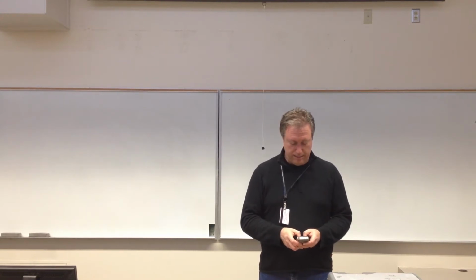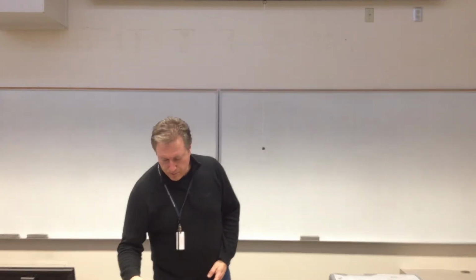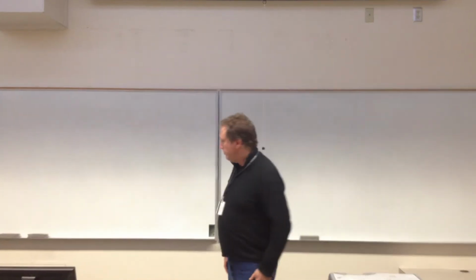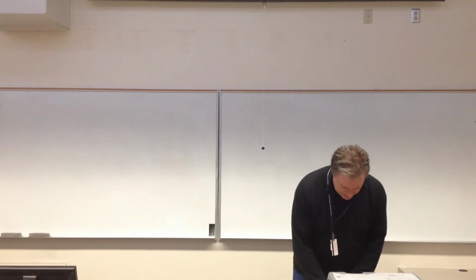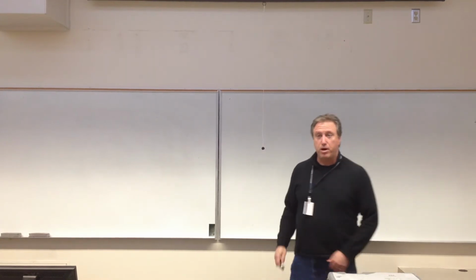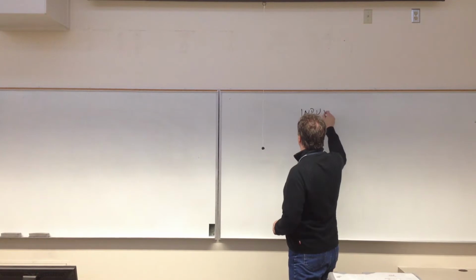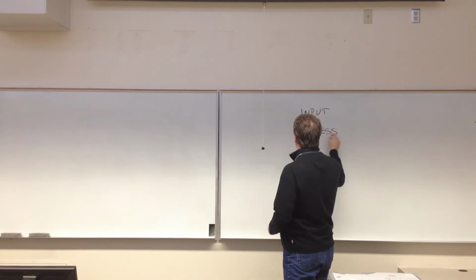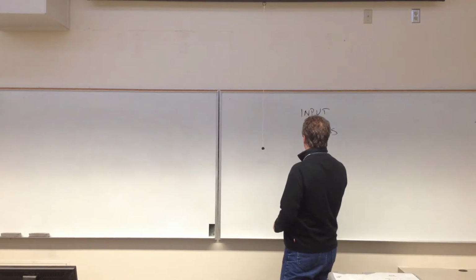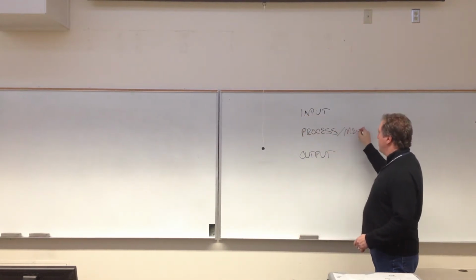Today what we're going to talk about is the stuff that is visible to your customer. If you've got any kind of software system, it's usually got three parts. It's got the input, it's got process, and it's got output. Inside of process is memory.